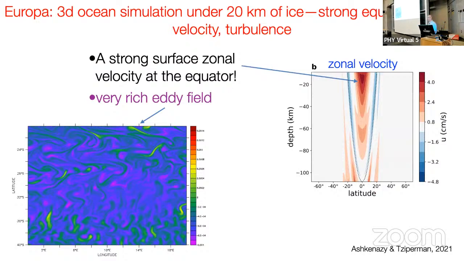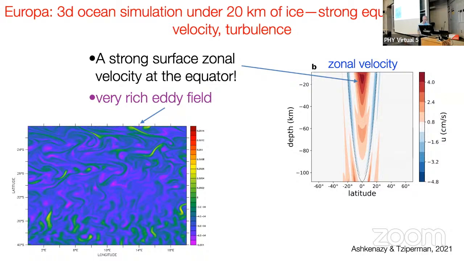So I'm just showing one slide from a previous paper in which we analyzed Europa's ocean. This is the circulation we find for Europa. This is the depth of Europa's ocean, and this is latitude going from the South Pole to the North Pole. And you see this zonal velocity that develops, a jet that develops at the equator of Europa. There's a strong jet that develops.